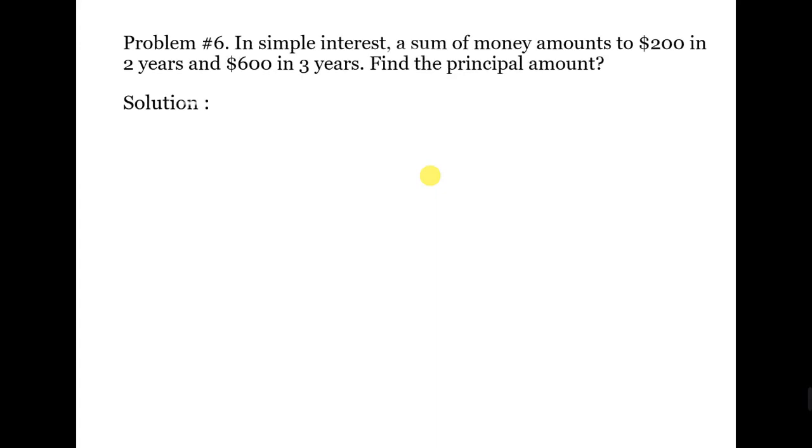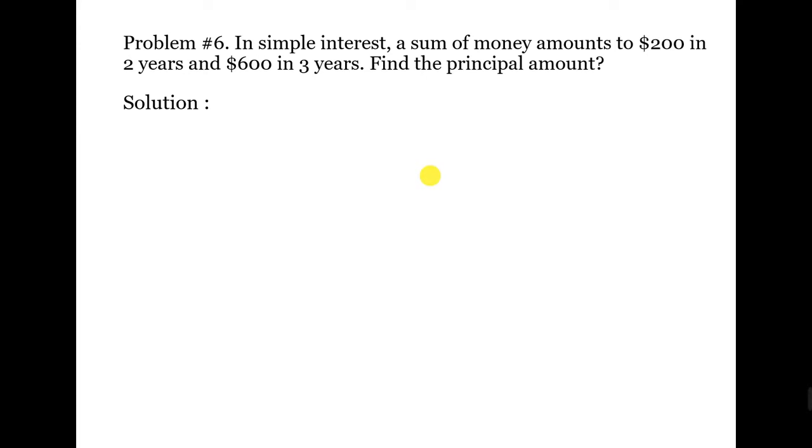So let us proceed to problem number 6. In simple interest, a sum of money amounts to $200 in 2 years and $600 in 3 years. Now the question is, find the principal amount.